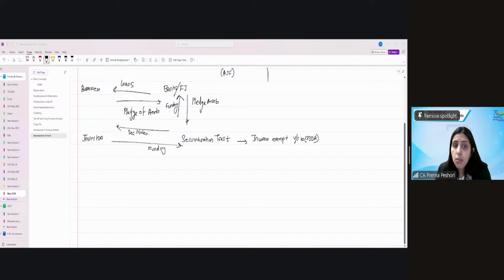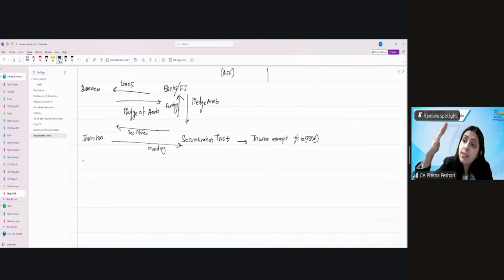Now, what about the income of the investors? Alright. So in that particular respect, the securitization trust is considered a pass-through entity. What do we understand by a pass-through entity? It means that income is not taxable in the hands of the securitization trust, but it will be taxable in the hands of the investor. The income passes on to the investor and gets taxed in the hands of the investor. Are we getting it? So the income of the securitization trust is taxable in the hands of the investor.